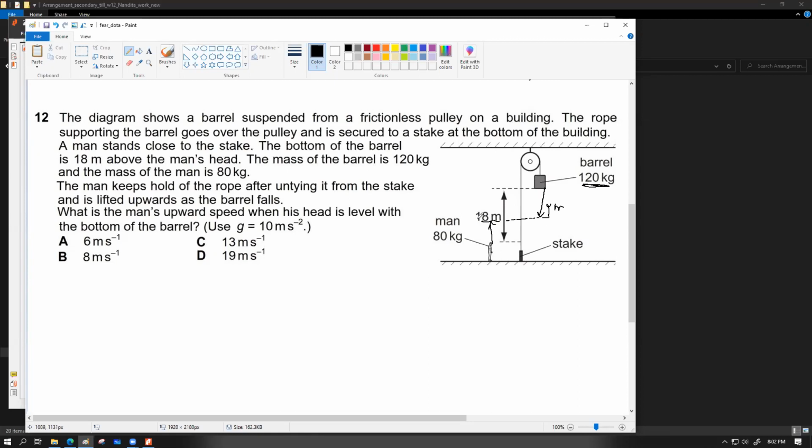So at this instant, let's assume the downward speed of the barrel is, let's say, V, and the upward speed of the person is also V. We want to calculate what is this upward speed of this person. That's the question. So technically speaking, both of these speeds should be basically the same. Now let's have a look.